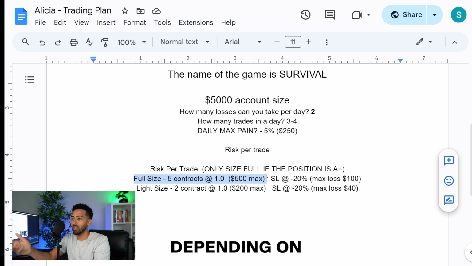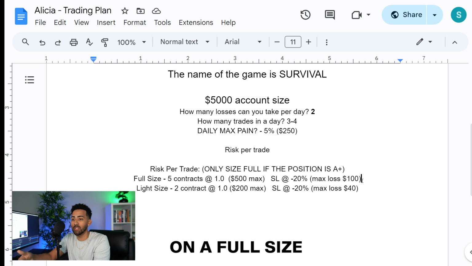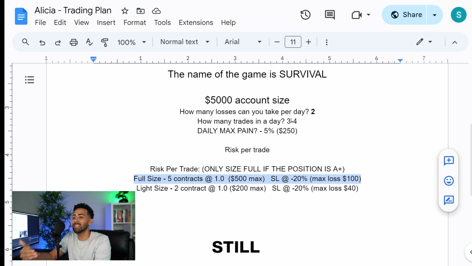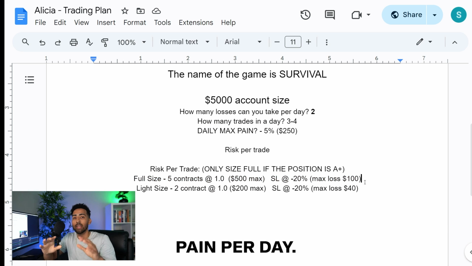This could be different depending on what you trade, but for an options trader, I'm going to say 5 contracts at 1.0. This is $500 max. If you have a stop loss at 20%, that means your max loss per position is $100. So let's say you take 2 losses on a full size position 2 times, you're still underneath your daily max pain per day.